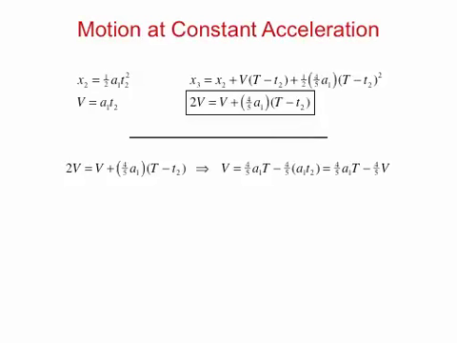Notice that a combination a1 times t2 appears on the right-hand side. But we know from one of our other equations that a1 times t2 is equal to v. So we substitute that in. Next, we move the 4/5 v from the right side to the left and combine it with the v that's already there to give 9/5 v. Solving for a1 gives 9v over 4t.